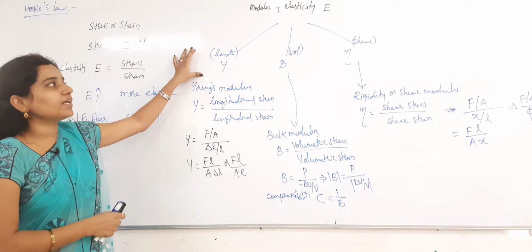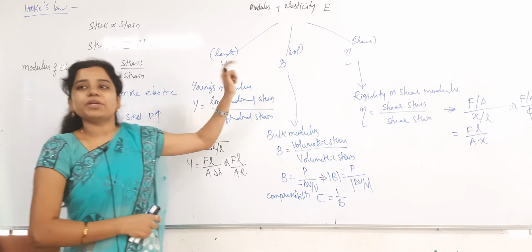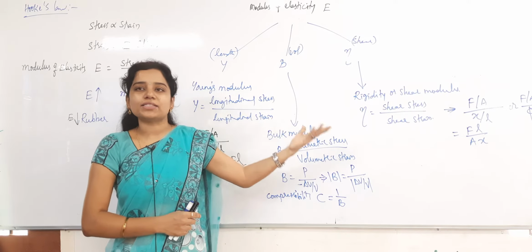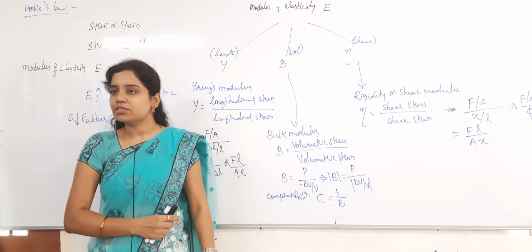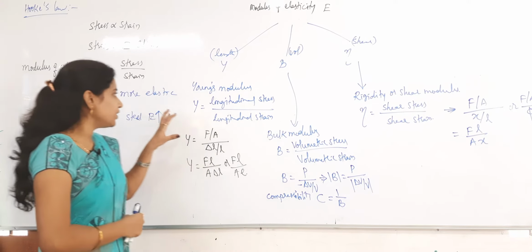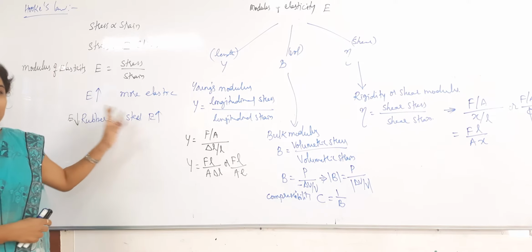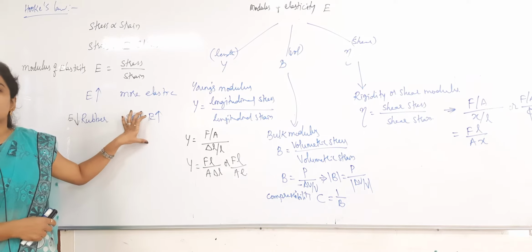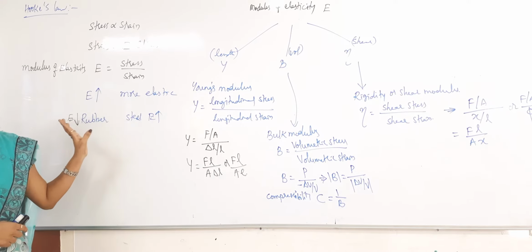In modulus of elasticity, I said that whichever materials have more modulus of elasticity are more elastic as compared to the other materials. So here, very important, steel is more elastic than rubber. Why? Because the elasticity modulus of steel is more as compared to rubber.